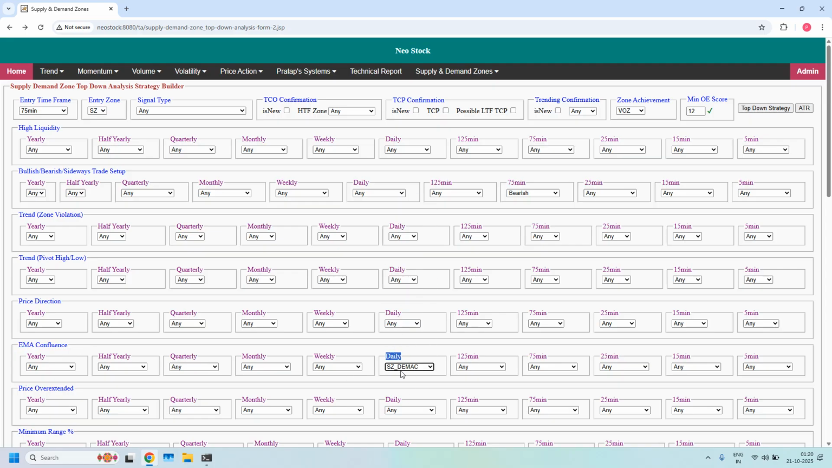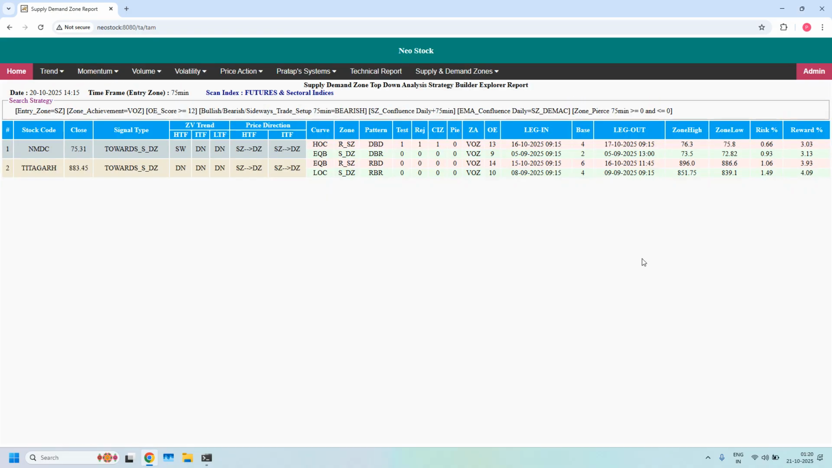Because daily trend is downtrend for all the stocks, it is ITF trend. So two stocks are filtered. So these two 75-minute supply zones might be having more high probability to get success, provided lesson 20 checklist items are satisfied. Otherwise, higher chances of zone violation.